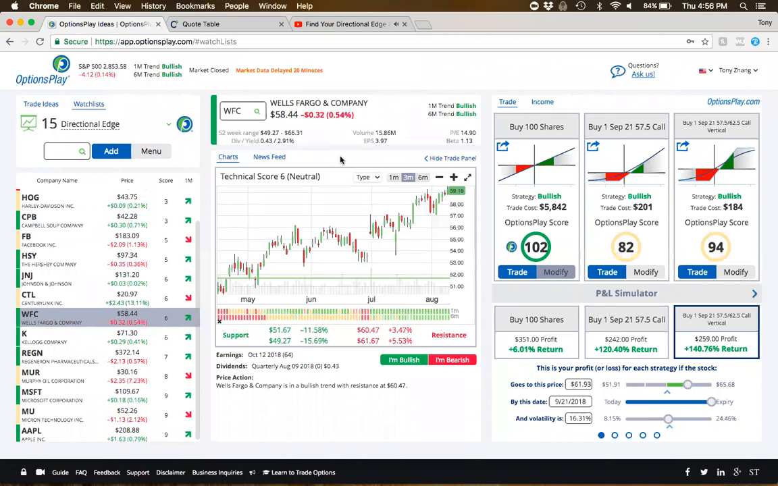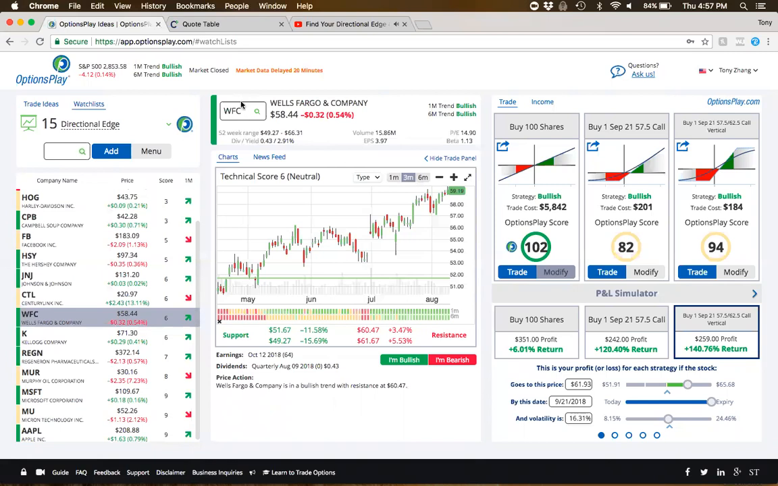This is a great way to do a quick check on the work that you're doing outside of OptionsPlay, to see if the indicators that we're showing line up with your views on the underlying stock. Now, what I want to address is the questions that I've been recently getting about the daily plays.